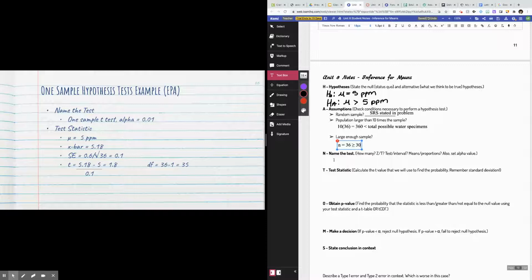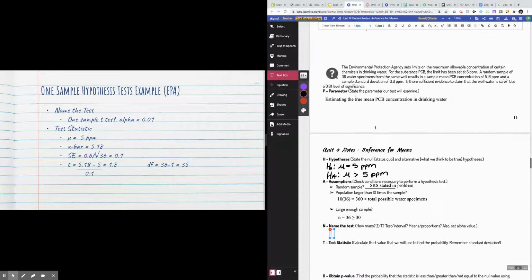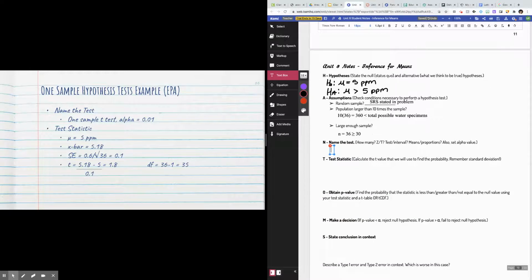Next, we have to name the test. Remember, there's a couple of questions that you ask yourself. The first question is, how many samples are we dealing with? We're dealing with one sample. So this is a 1, and then are we dealing with means or proportions? This is means. So this is a 1 mean, and then is it a Z or a T test? This is a T test. You will also sometimes see it called a 1 sample t-test. They mean the same thing. And then the other thing we have to do here is set our significance level. They do tell us in the problem, they want our alpha value to be 0.01.